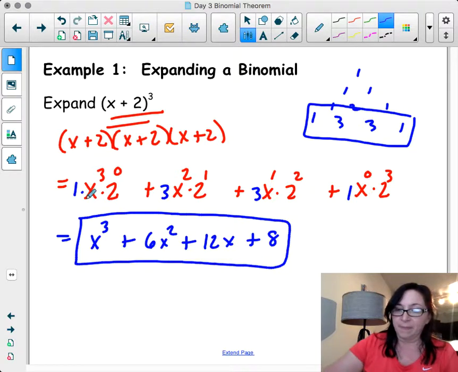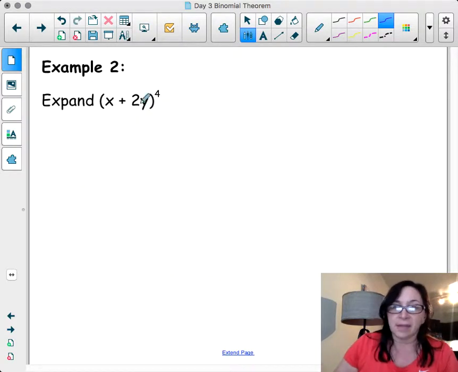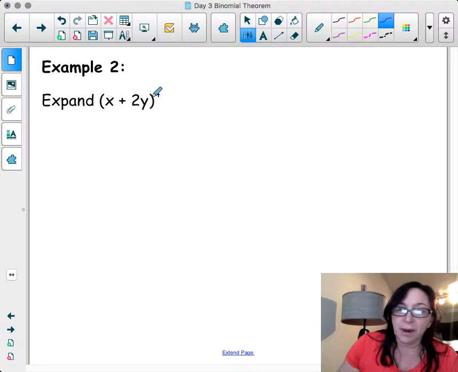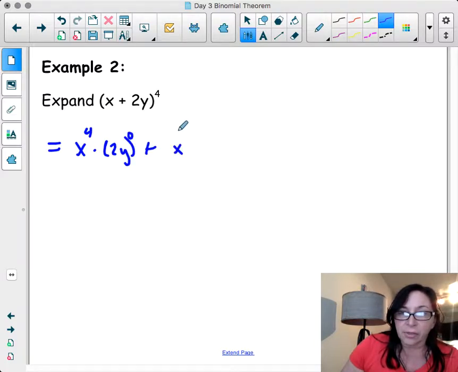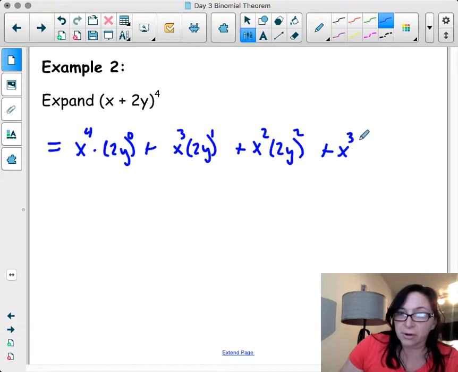That's not too bad. So let's try this again. So this is to the 4th power this time. So when we multiply these out, we're going to start with x to the 4th power times, I'm going to use parentheses, 2y to the 0 power, plus x to the 3rd power times 2y to the 1st power, plus x to the 2nd times 2y to the 2nd power, plus x to the 1st times 2y to the 3rd.